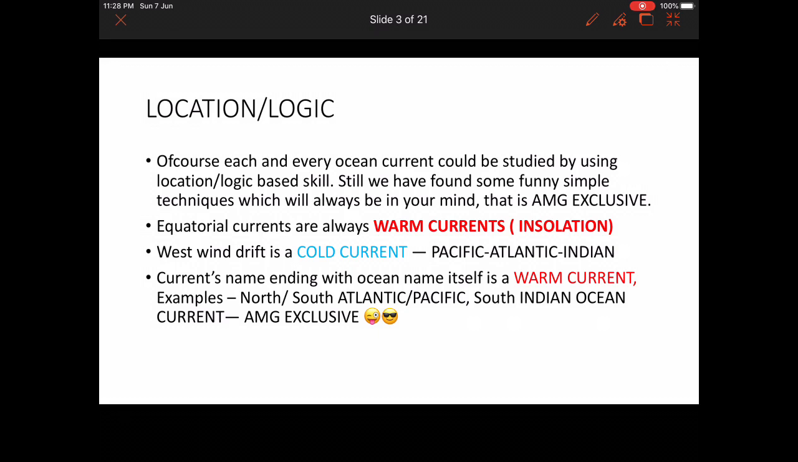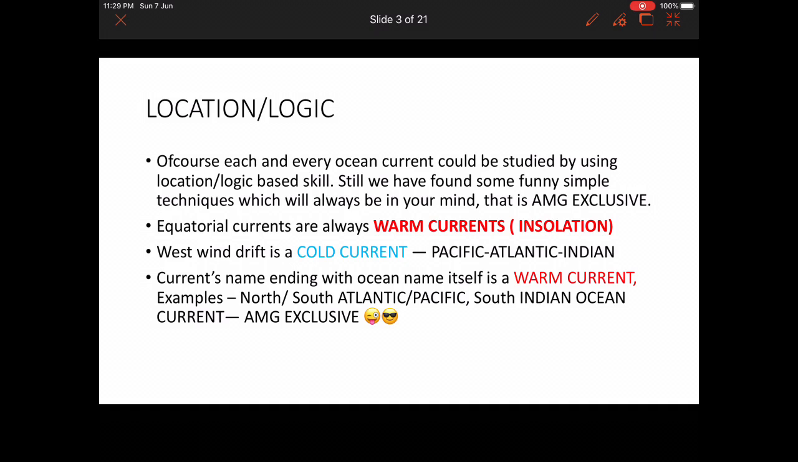So here in this slide we can see equatorial currents are always warm currents. We said that in the previous video also, because of the insolation in the equatorial area. That's obvious, right? Second, west wind drift is always a cold current. In the southern pole we can see a continuous movement, that is west wind drift, which is a cold current. That is also a fact. We must remember it. In the Pacific, Atlantic and Indian Ocean we can see the west wind drift.